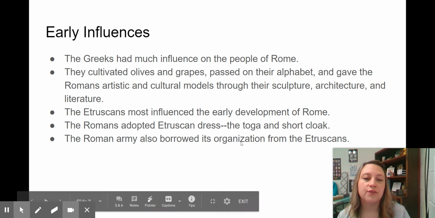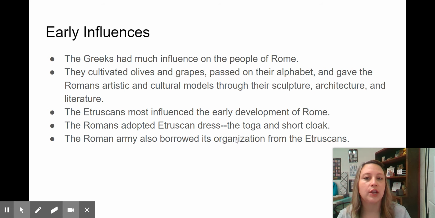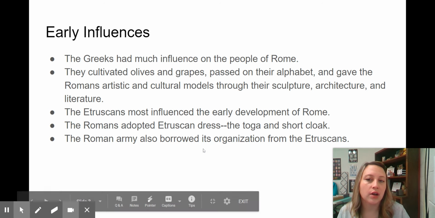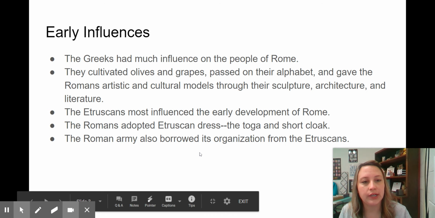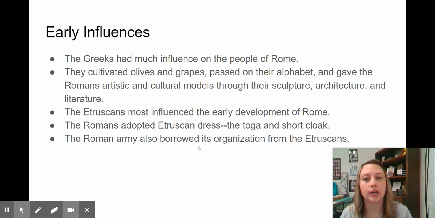So the Greeks had a lot of influence on the people of Rome. They cultivated olives and grapes. They passed on their alphabet. They gave the Romans artistic and cultural models through their sculpture, architecture, and literature. So the Romans actually take on a lot of the Greek influences, the Greek arts that they were so prominent with. They actually incorporate those into their own culture.